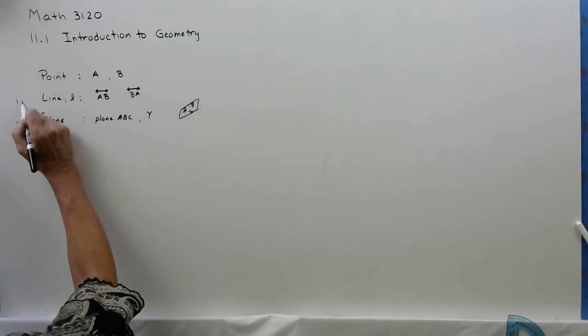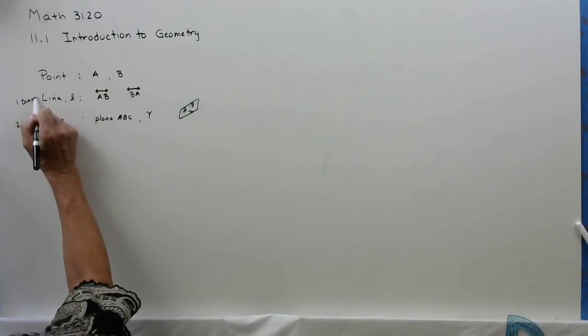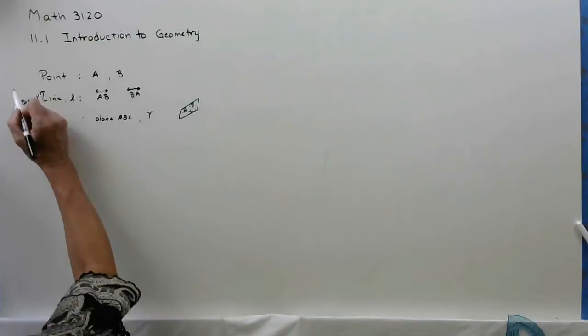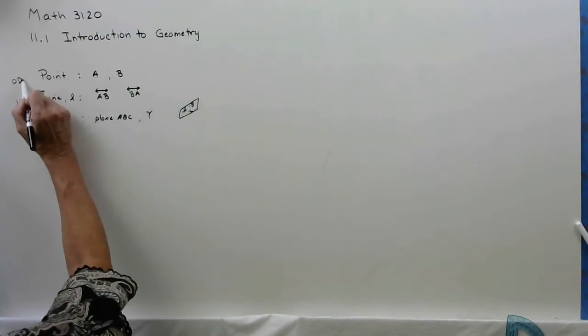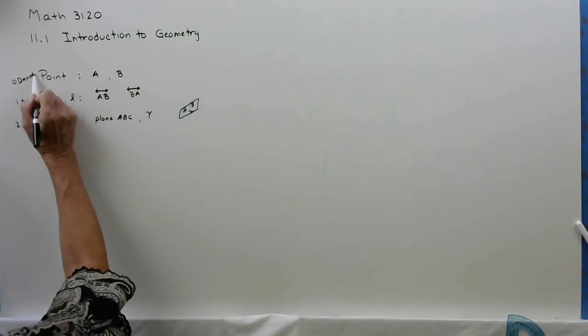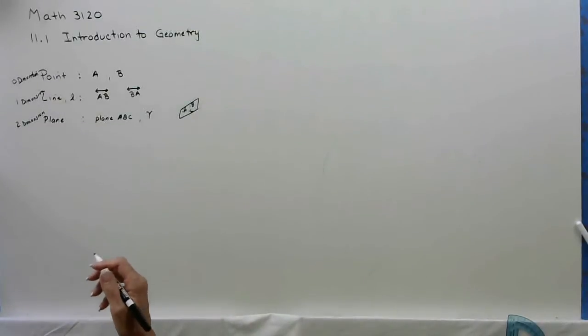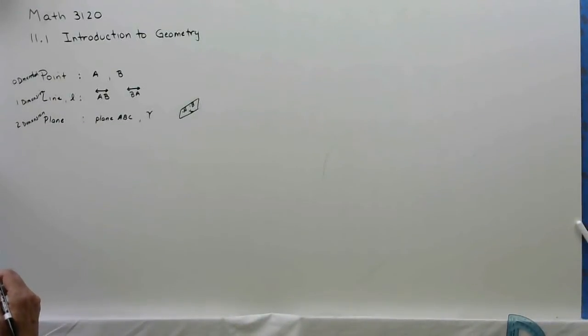A line is one dimension because it just goes. And a point technically is no dimension. A point just exists.